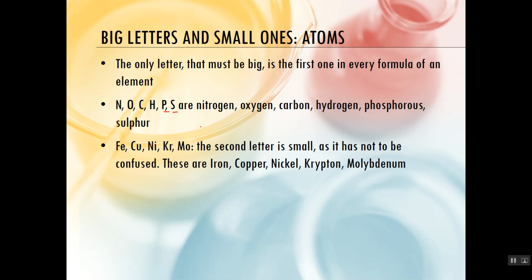Some elements have a little letter beside the capital letter. So iron will be Fe, but then the e must be little. Copper will be Cu, but the u then has to be little because otherwise this will be carbon, uranium. Another example, nickel will be big N and little i, because otherwise this means nitrogen, iodine. Iodine is another element.